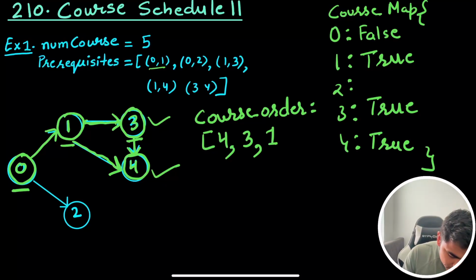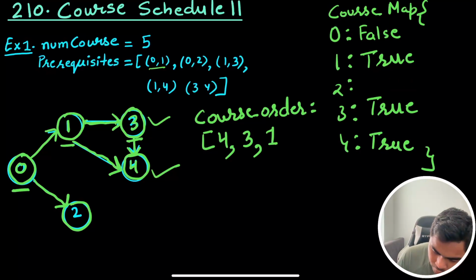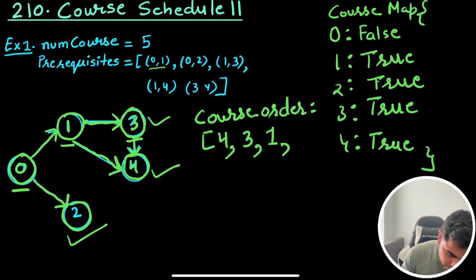Then I will come back to 0, and at 0 I will see that all of its neighbors are not yet explored. There is another neighbor, which is 2. I'm going to start exploring 2. At 2, initially I'll mark this as false, but then I'm going to check all its neighbors, and it doesn't have any neighbors, so I will change this value to true. Because I've now fully visited this, I'll also add this to my course order.